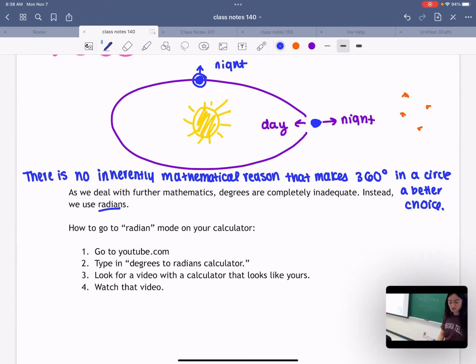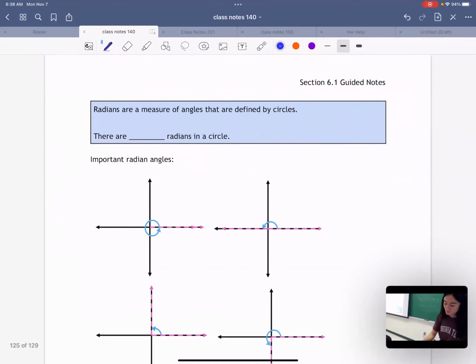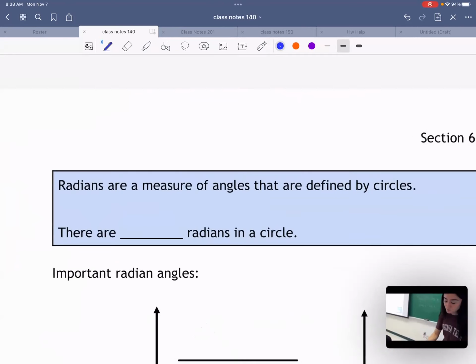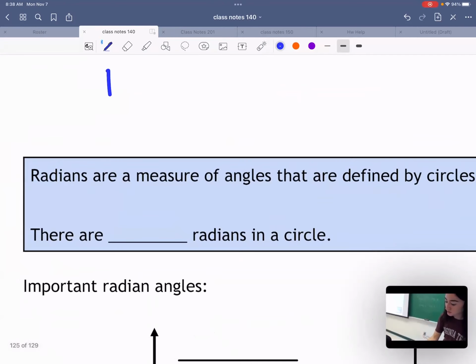All right, let's go to the next page and figure out what in the world radians are and how we use them, okay? Before we talk about radians and how many there are in a circle, let's go back to the unit circle. The unit circle looks like this. It's a circle with the radius 1, which means if you go out on any of the axes, the circle will stop at 1, right?